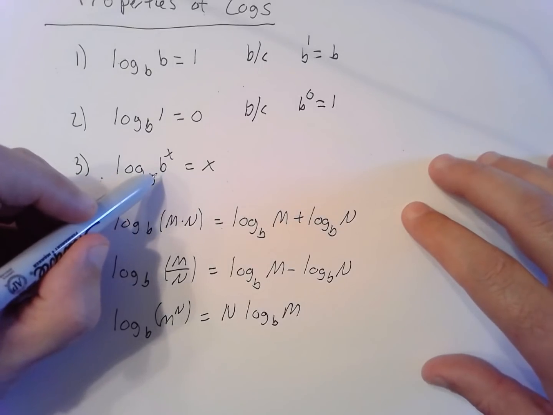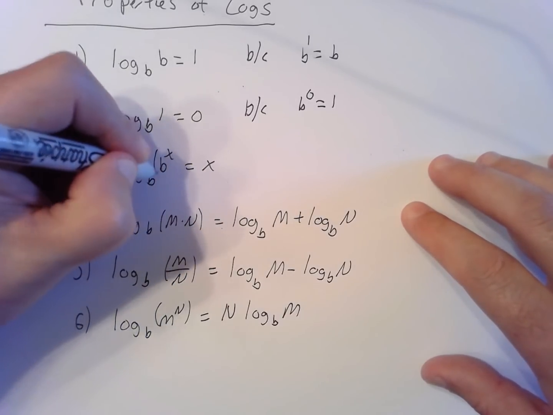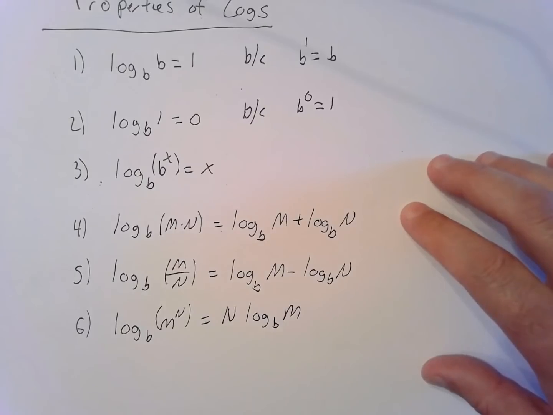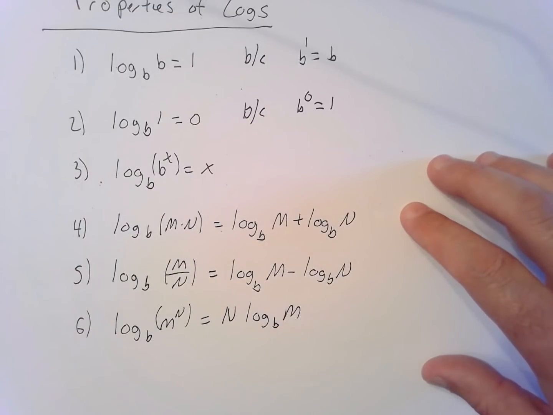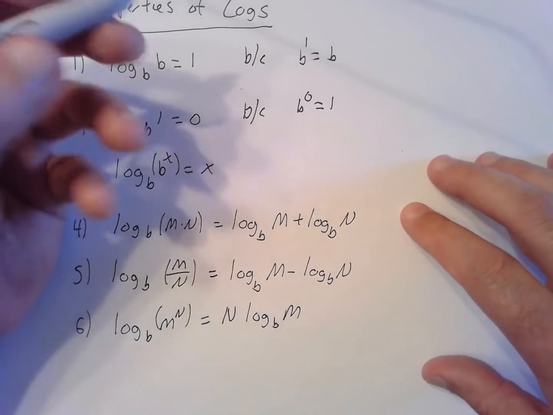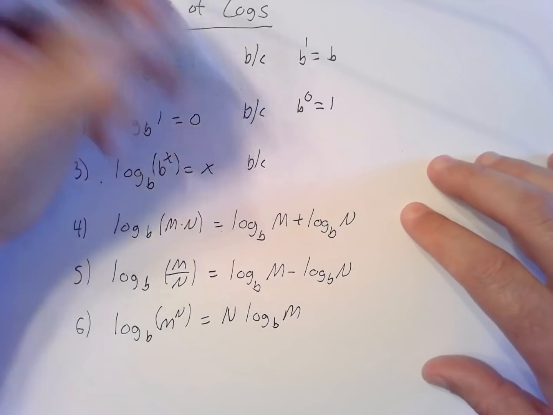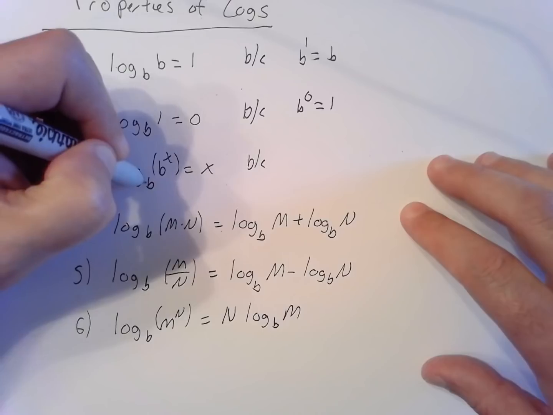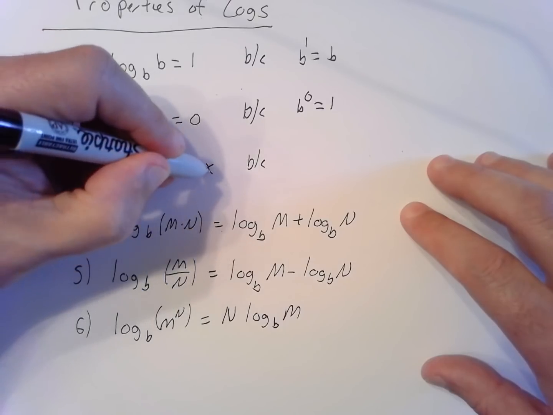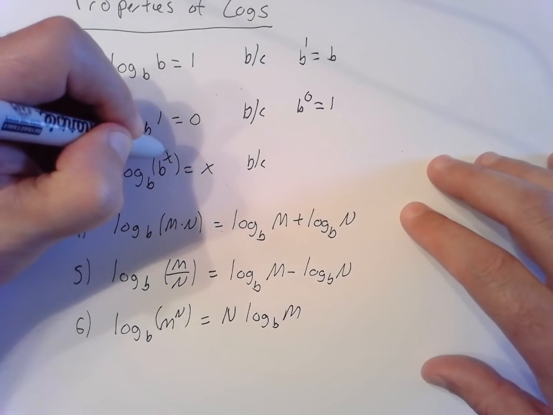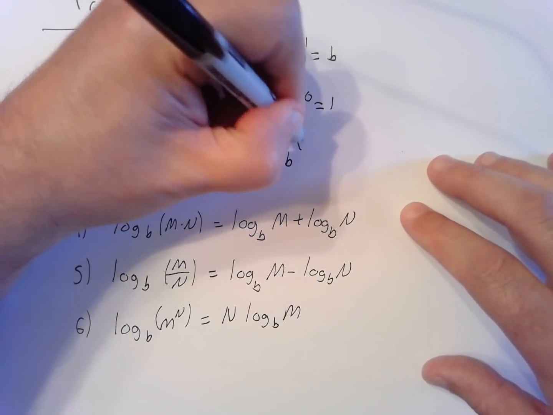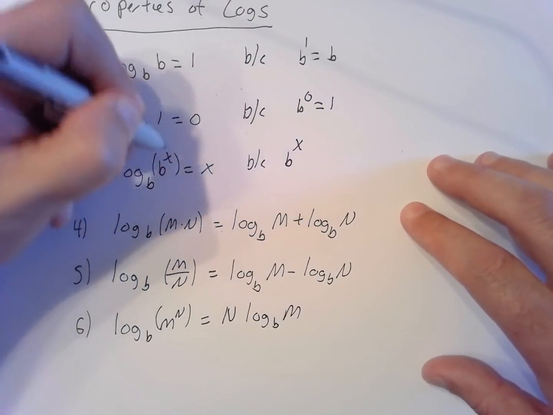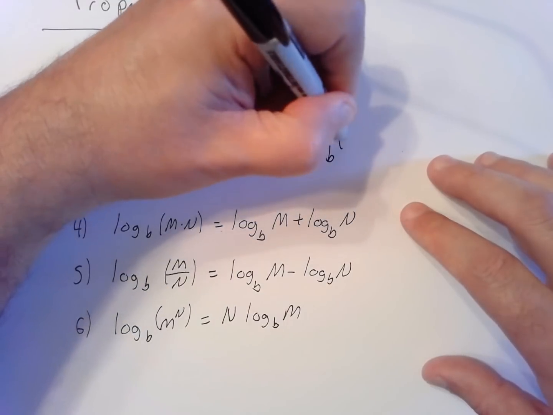Log base b of b to the x is just x. I'm going to prove this 3 different ways. First off, converting to exponential form. The base b raised to this exponent is supposed to equal what's inside. So b raised to the x equals b to the x.